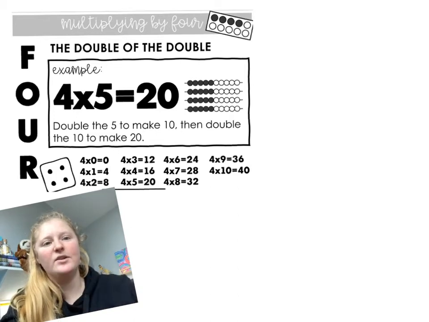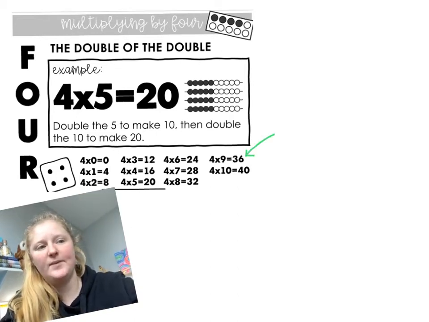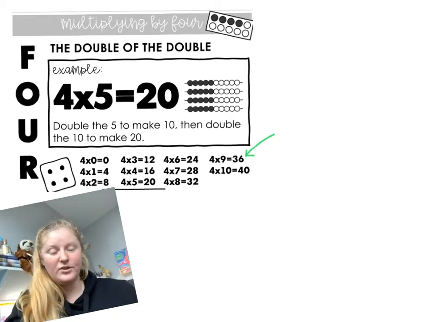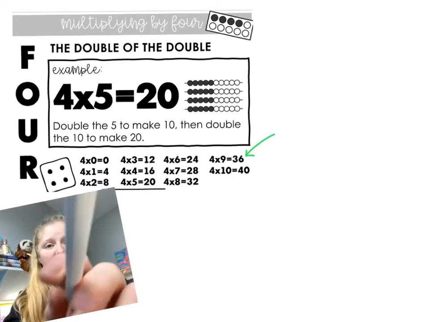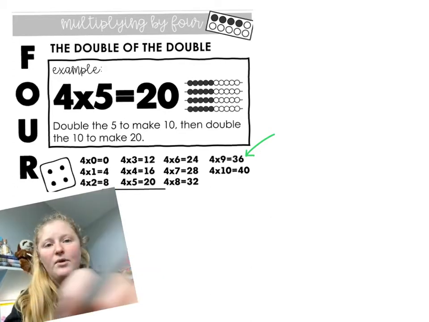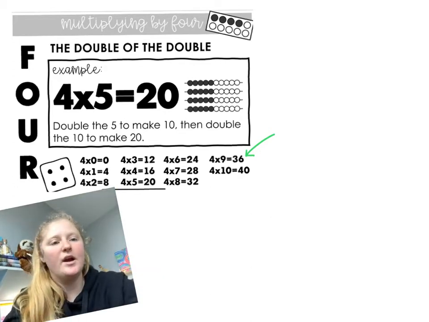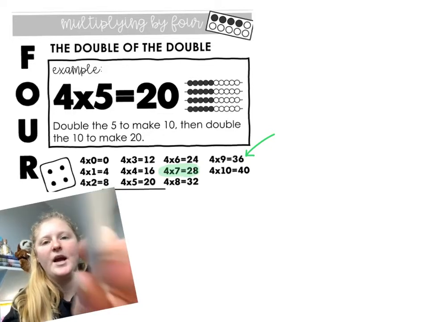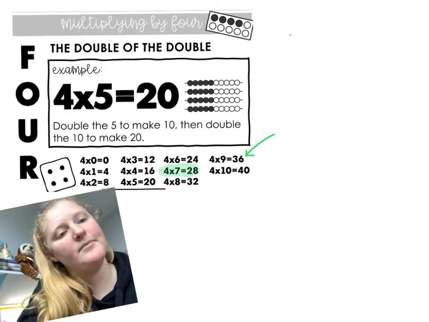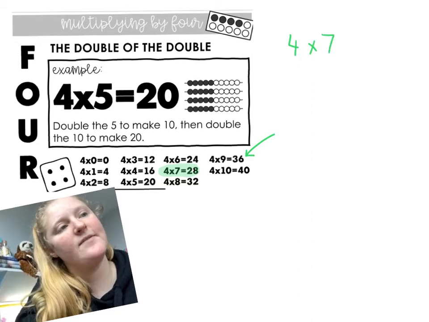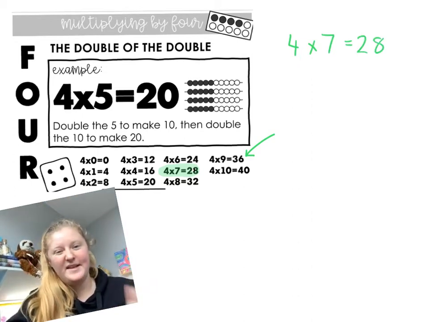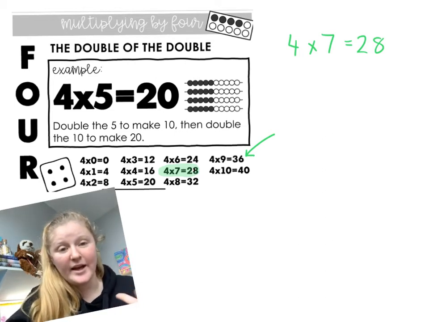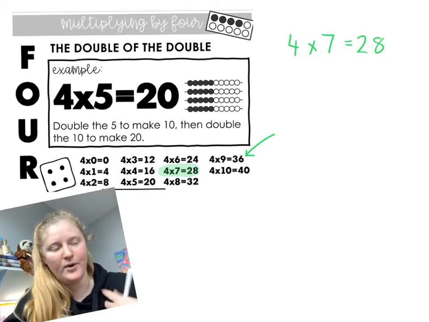Now I want to have a look at these times tables down here, and I want us to have a look at the arrays and how we can create arrays using these multiplication problems. So I'm actually going to take this multiplication problem here, and this multiplication problem is 4 times 7 equals 28. And I want to prove that this is correct. So this is a way that I can use a strategy to prove that I'm correct.